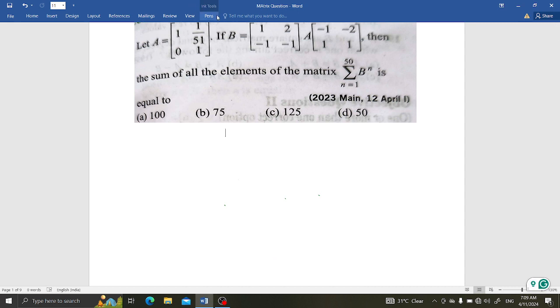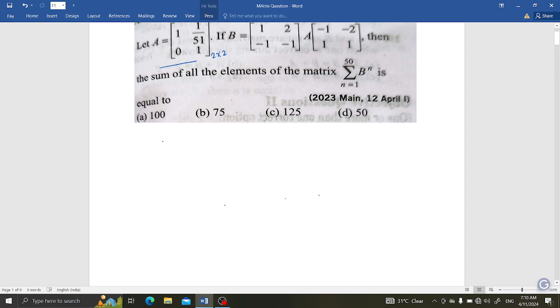So, what the first question says, we have a matrix A, a 2 cross 2 matrix: 1, 1 upon 15, 0, 1. And we have a matrix B which is formed by the product of three matrices, in which A is also included. The sum of all the elements of the matrix, summation n equal to 1 to 50 B raised to the power n, is equal to, we need to tell, 100, 75, 125 or 50.